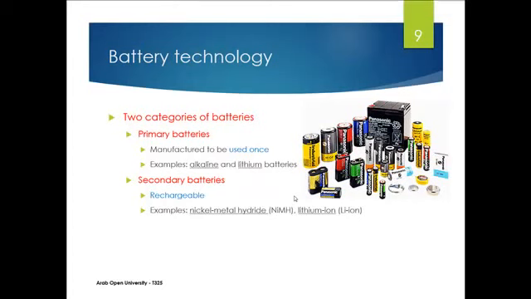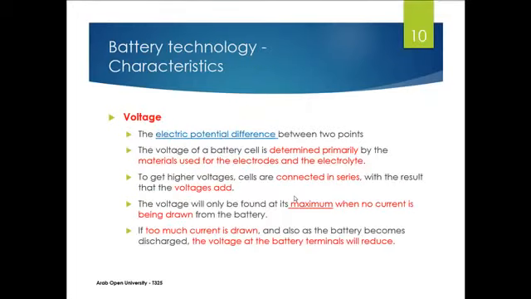So after looking at the general overview of the battery, we're going to go into some details and characteristics of the battery. The first characteristic we're going to look at is the voltage. By definition, the voltage is the electric potential difference between two points. Usually in a battery, this is determined by the material used for the anode, the cathode, and the electrolyte.